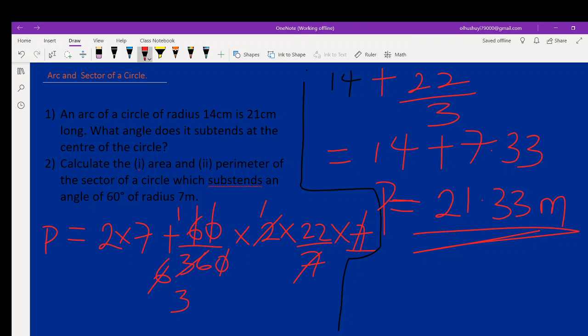I believe with these few examples, you can now solve questions on length of arc, area of a sector, and perimeter of a sector.